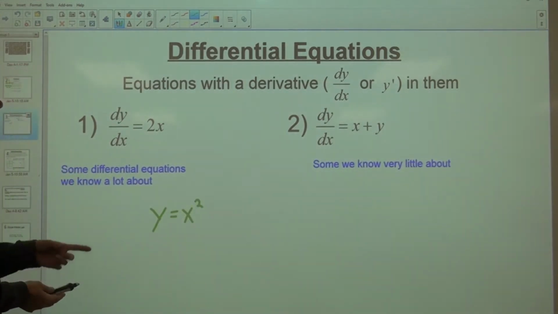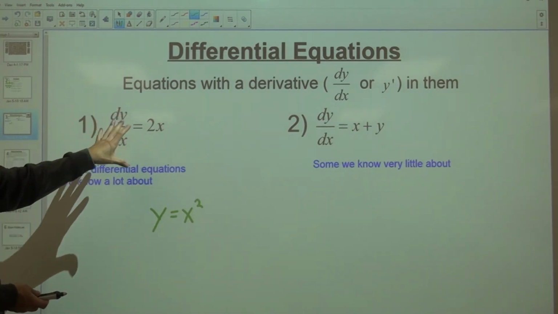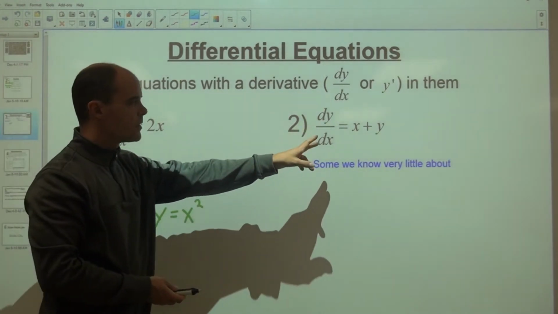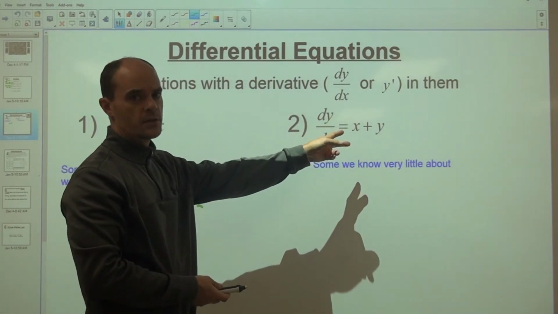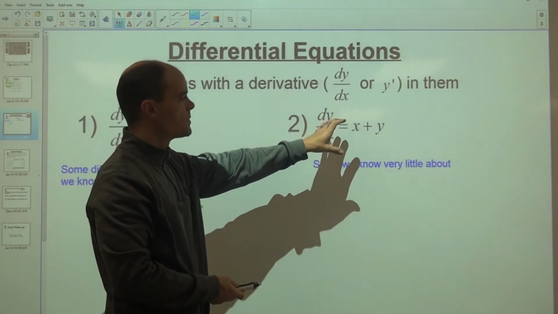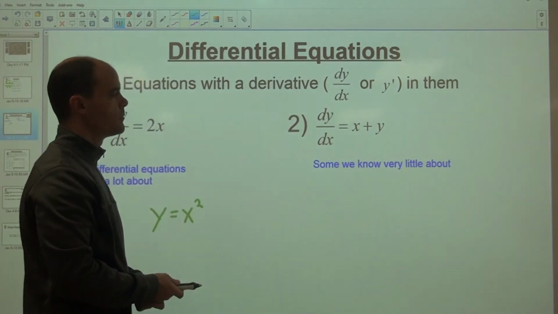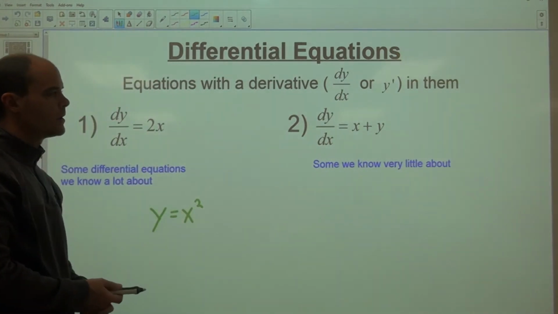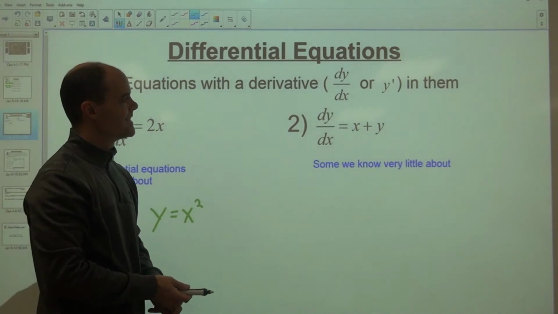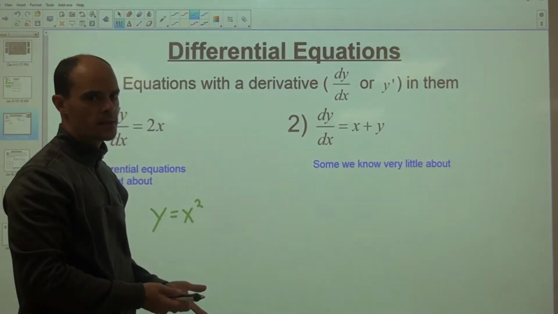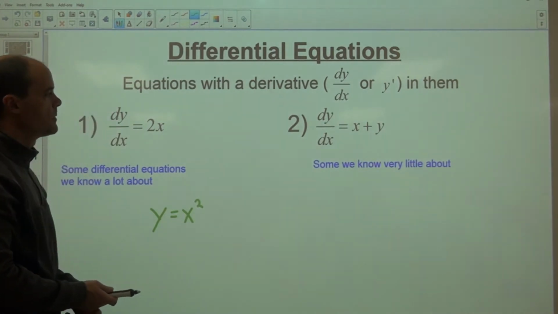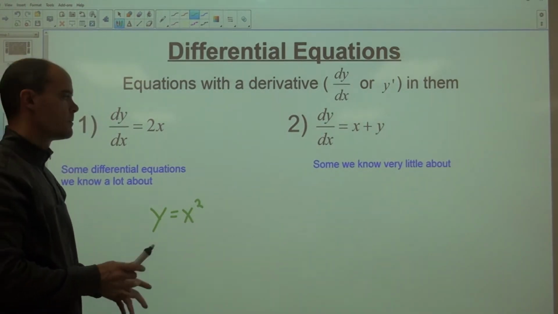So some differential equations we're really familiar with. Others we know very, very little about. We have no possible way of anti-deriving this equation. There's no procedure that we can call upon. So what we use instead is something called a slope field to get information about the function that came before this. Or more than likely it's not a function. Actually, probably shouldn't have said that at all. Sometimes it will be, but not always.